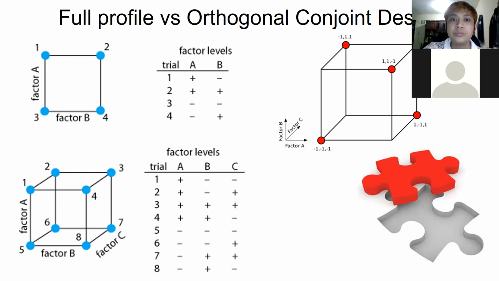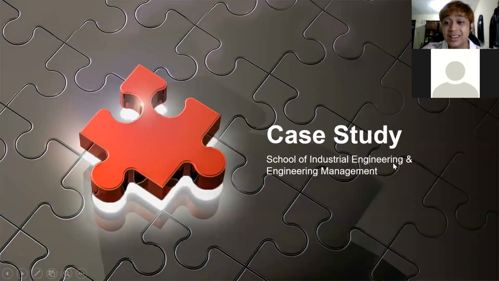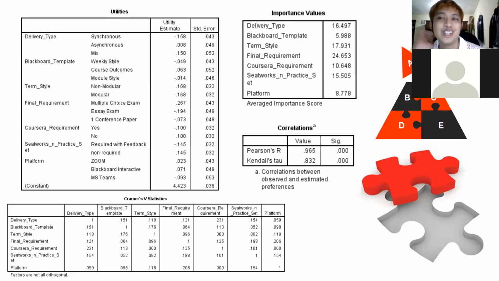So this is the case study from the school, the one that I did last week, or even this week. This is the result. Let me tell you the secret. I have 7 attributes here: delivery type, the Blackboard template, the term style, the final requirement of the class, the Coursera requirement, the SeatWorks, and the platform for the online class. So these are the 7.